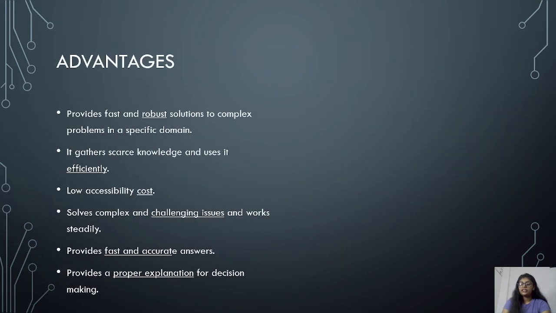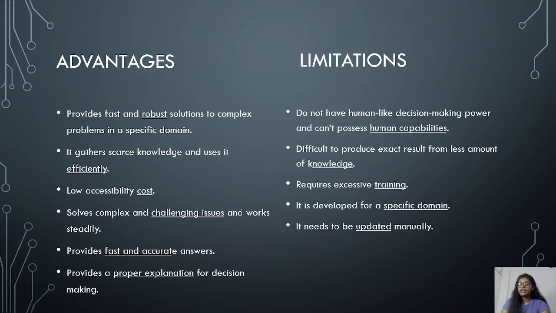Next, we understand the advantages of an expert system that include its high speed and robust mechanism, its efficiency to generate appropriate solutions, its low accessibility costs, and the ability to solve complex issues accurately, hence providing us a proper explanation with it. With numerous advantages, expert systems also have some limitations, like they cannot possess human capabilities.